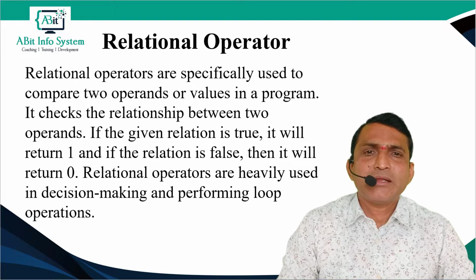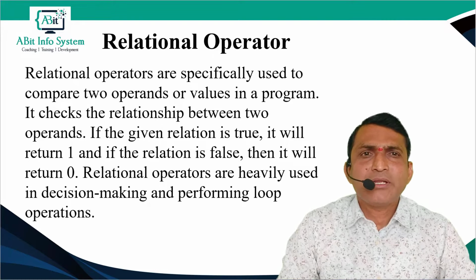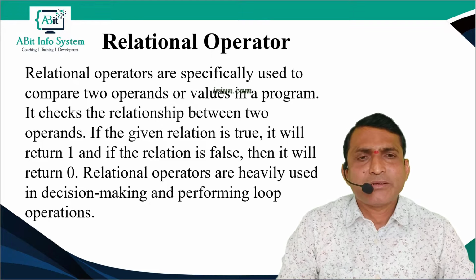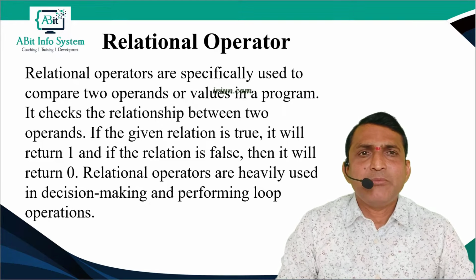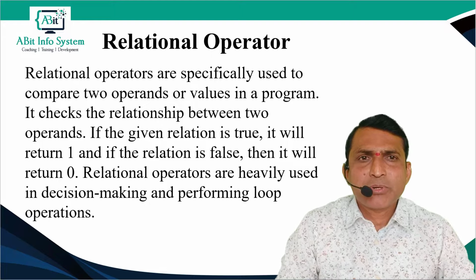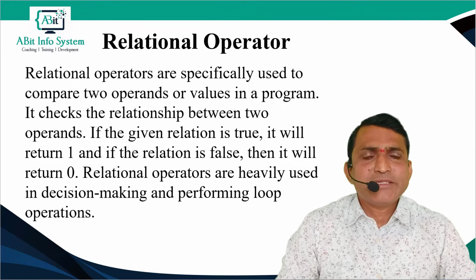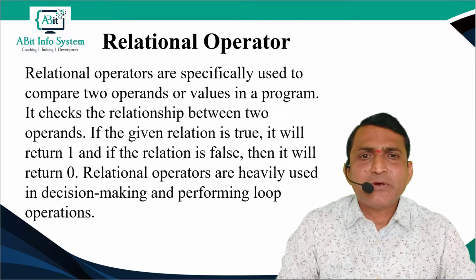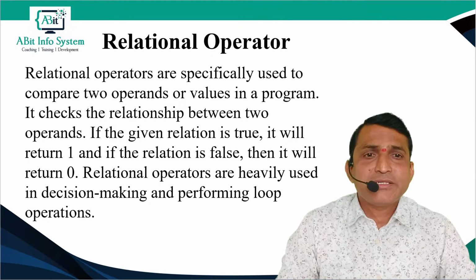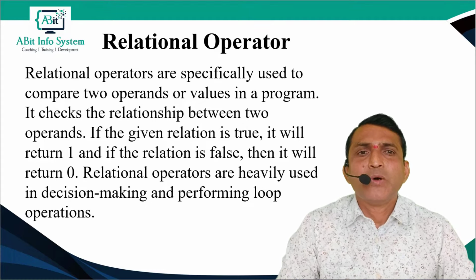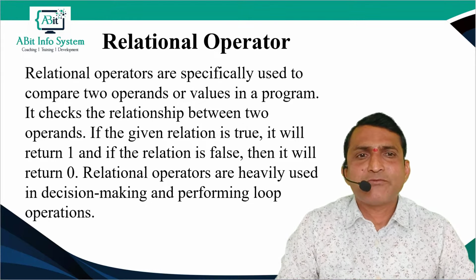So operands are, for example, in A plus B, A and B are operands and plus is an operator. So for operands we can use either variables A and B, or a value. If the given relation is true, it will return 1, and if the relation is false, then it will return 0. So here 1 stands for true and 0 stands for false.